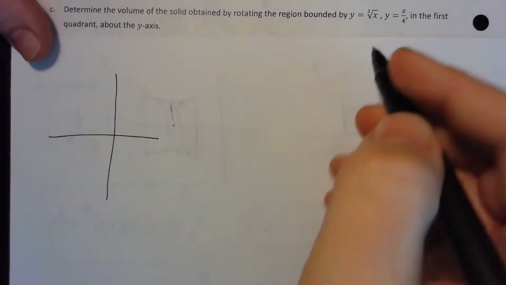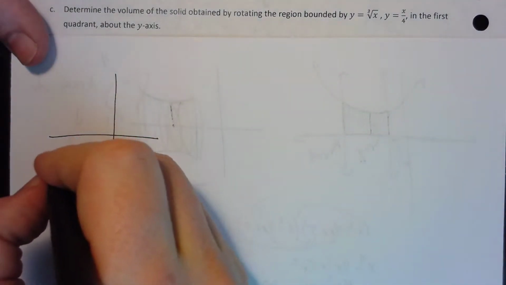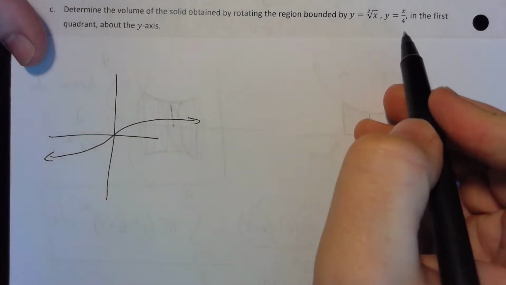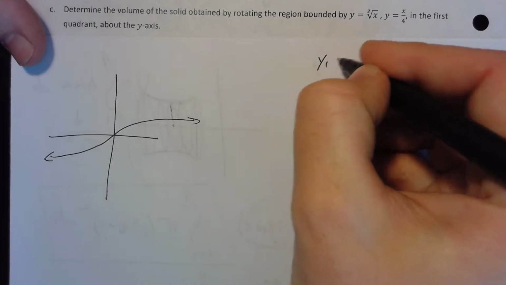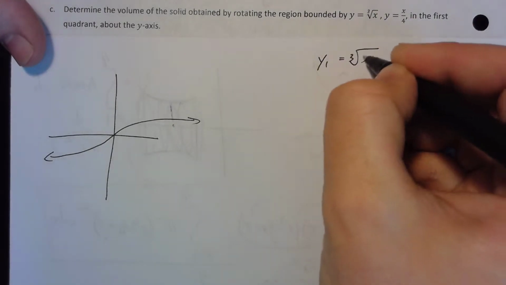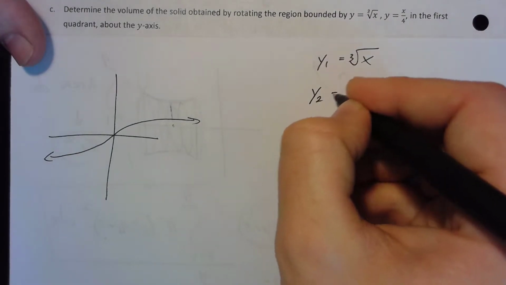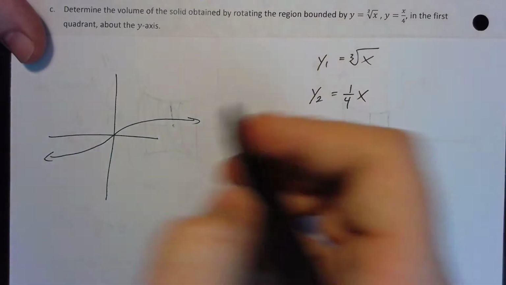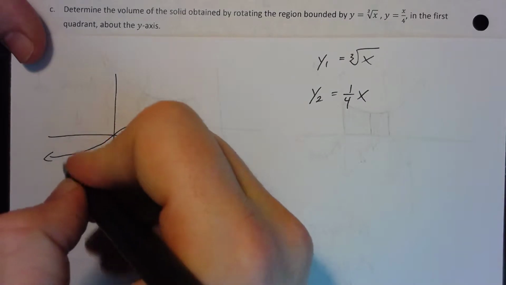And the idea is that if I'm looking at the cube root of x, that's going to look something like this. Next thing I'm going to look at is y equals x over 4, which is nothing more than, I'm going to go ahead and write these things down. y1 is equal to the cube root of x. y2 is equal to simply 1/4 x. It's the same thing as x over 4, but I'm going to write it this way so I can identify that it's nothing more than a linear function.